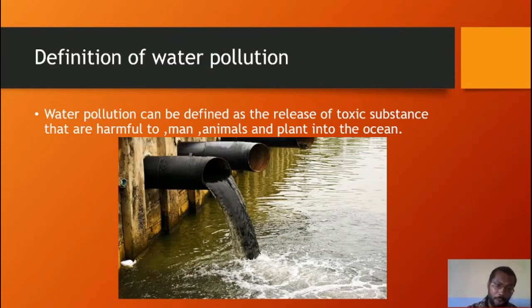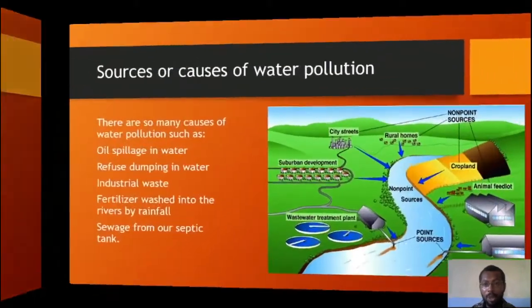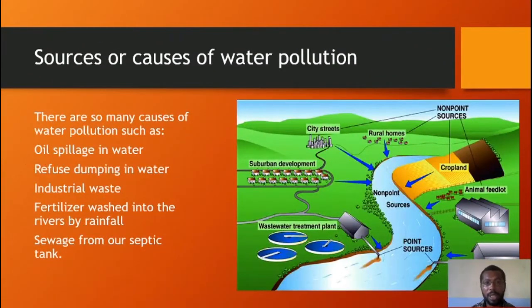Now, you can see from the picture here, can you see the chemicals that are being released into the water? Now, if you drink such water, it is harmful to your health. Are you getting me? You can see the chemicals that they are releasing. It's telling you that this water is contaminated. This water is not safe for our consumption. Are you getting me? Now, the next thing we want to look at is sources or causes of water pollution.